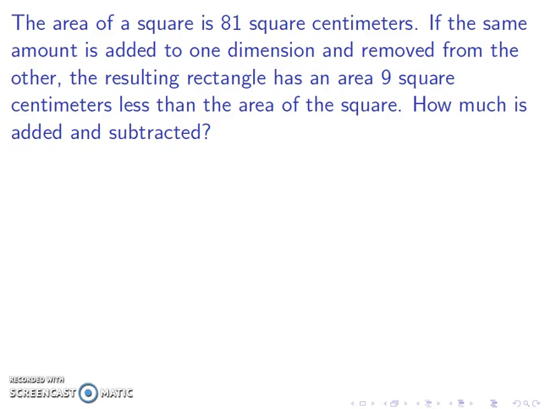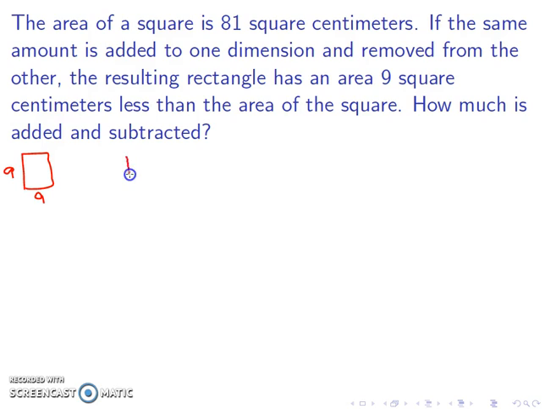The area of a square is 81 square centimeters. If the same amount is added to one dimension and removed from the other, the resulting rectangle has an area of 9 square centimeters less than the area of the square. So how much is added and subtracted? First, let's think about if we have a square that has an area of 81, then each side has to be 9.